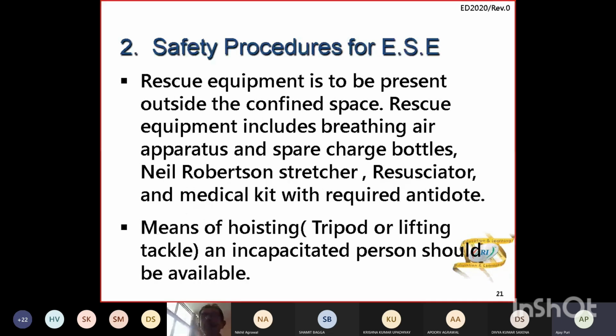Your rescue equipment is to be present outside your confined spaces, which will include SCBA, spare charge bottles, Neil Robertson stretcher, resuscitator, and medical kit with required antidote for the poison there. Means of hoisting, tripod and lifting tackle for an incapacitated person should be available.